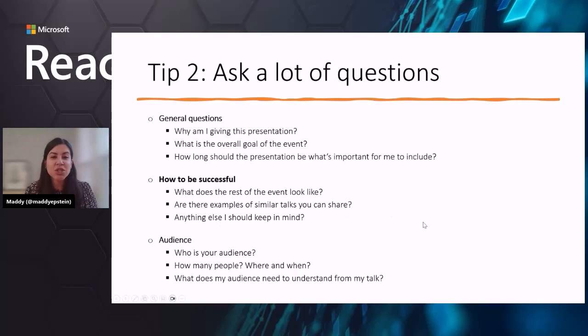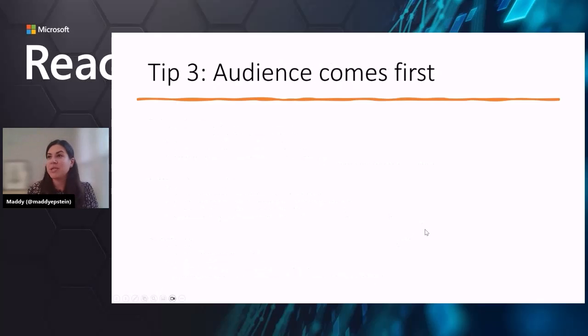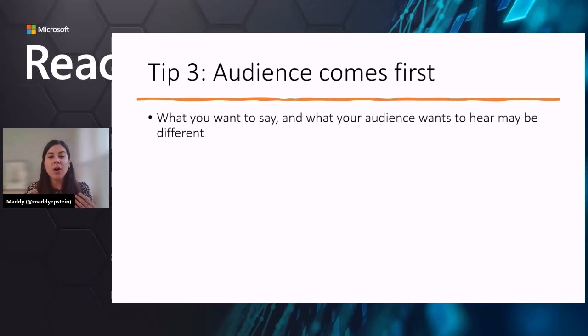And audience is so important that it actually is tip number 3 here, which is that your audience comes first. Audience comes first. So audience is everything in terms of how you tell the story, what story you're telling, your mannerisms while you're telling it, what you're saying. Audience is everything. So also keep in mind that what your audience wants to hear could be different than what you want to tell them.